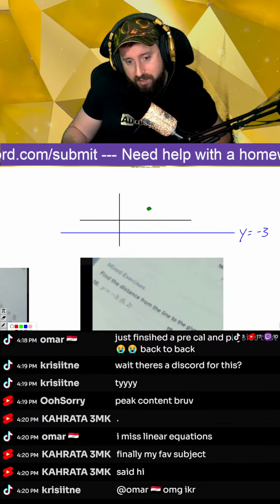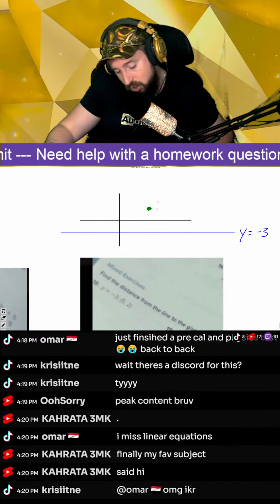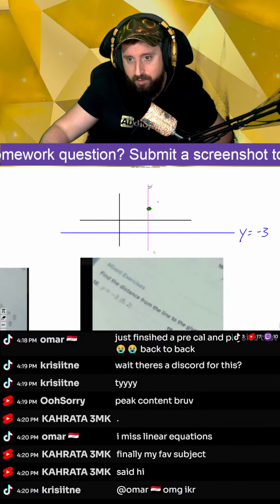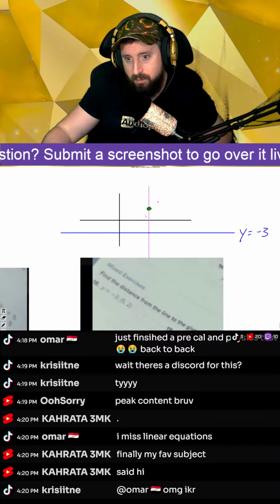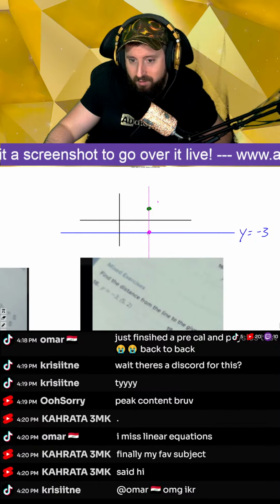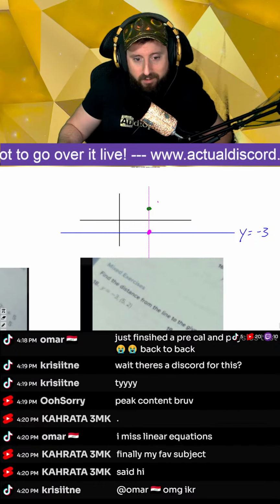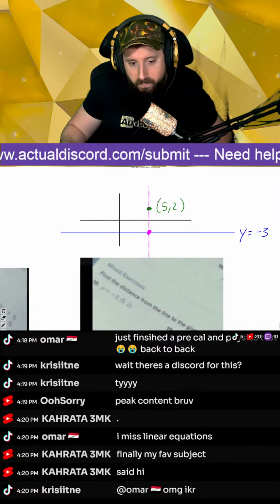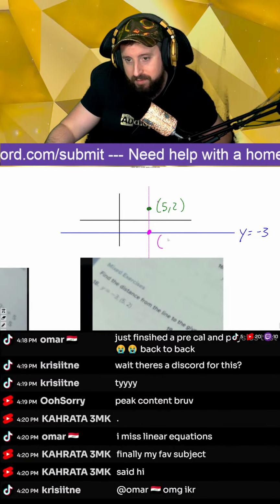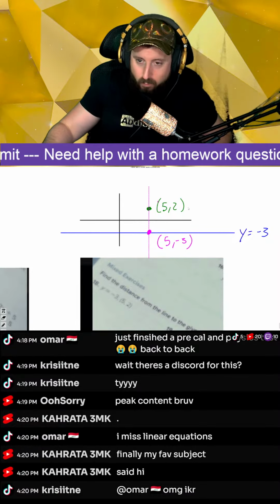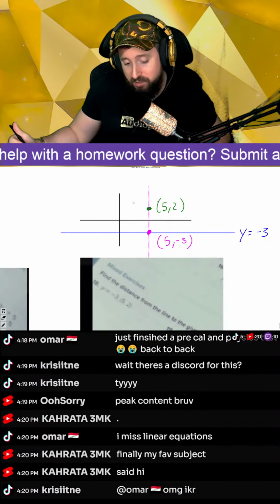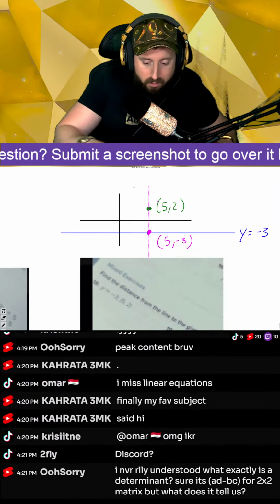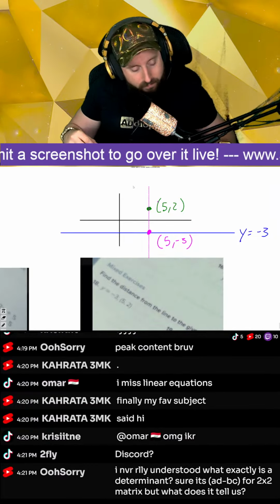If I want to figure out the distance from this point to this line, again, you just want to draw perpendicular stuff. Perpendicular stuff is how you really figure it out. This point right here is 5, 2. If I go straight down, that's going to be 5, -3. What's the distance between these two points? You don't even need to do the distance formula at this point. You should be able to just see it. Yes, 5. Nice.